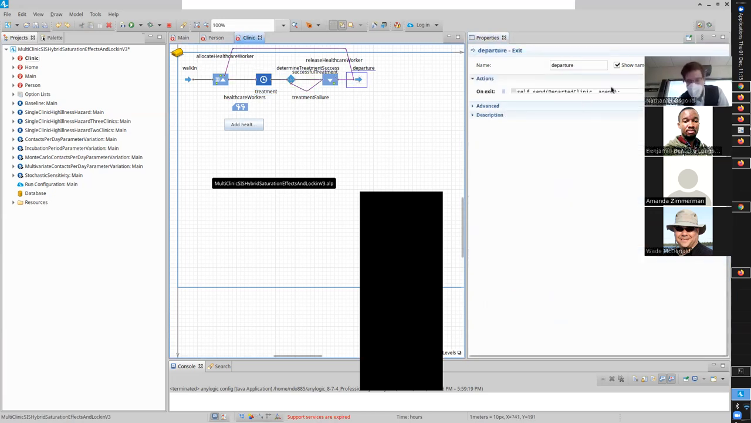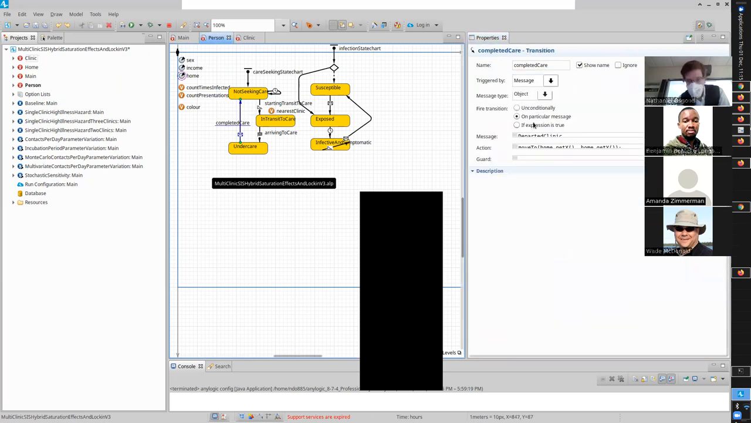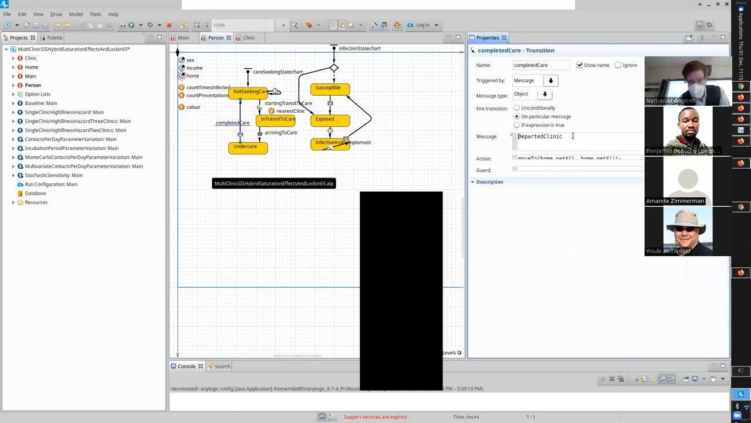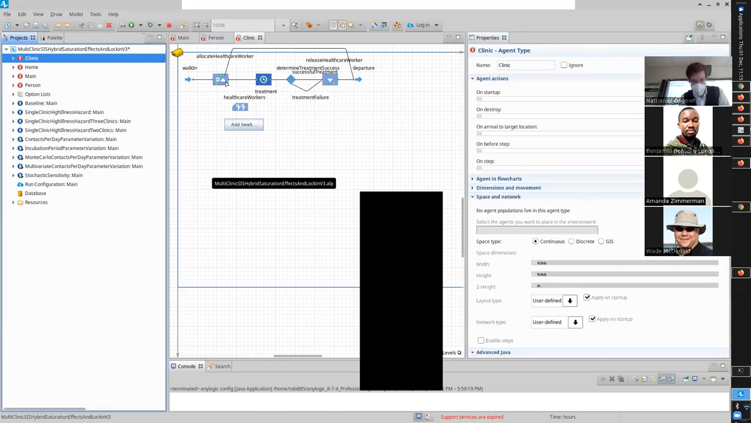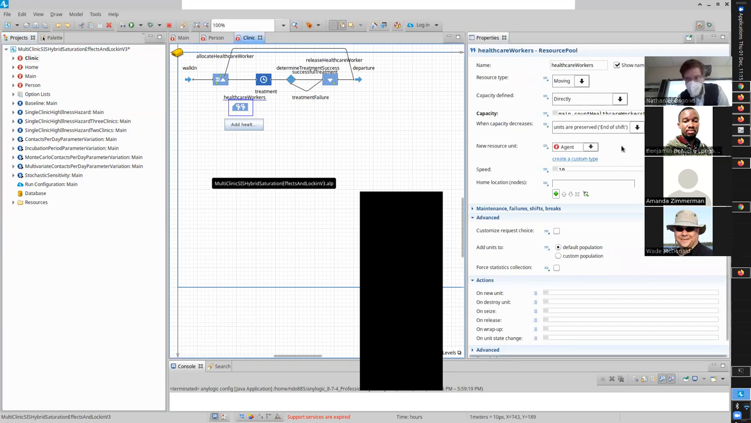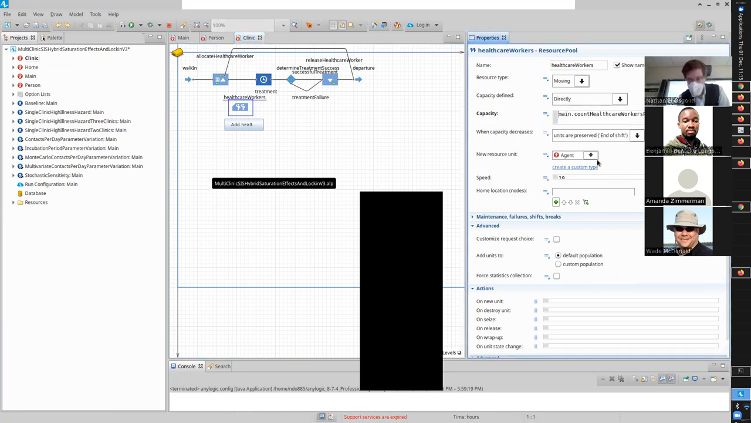And upon departure, they leave in a way that will bring them home with this departed clinic message. By contrast, if they have come in and the clinic is already crowded, they may wait 4 hours. If they wait over 5 hours, they'll leave for this healthcare worker. Initially, the healthcare workers are by default set to just be a number of healthcare workers per clinic as set by a parameter in main.